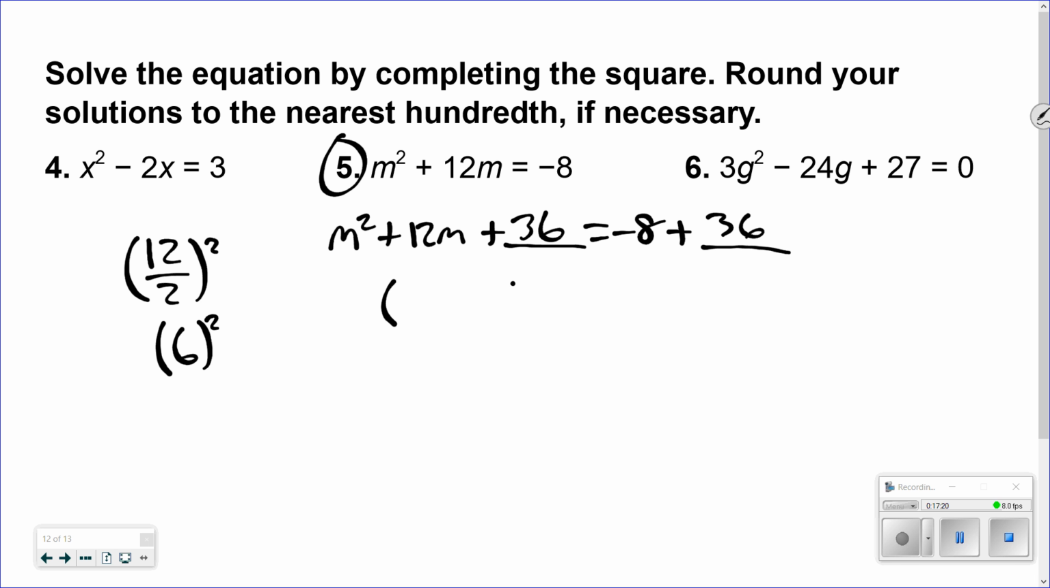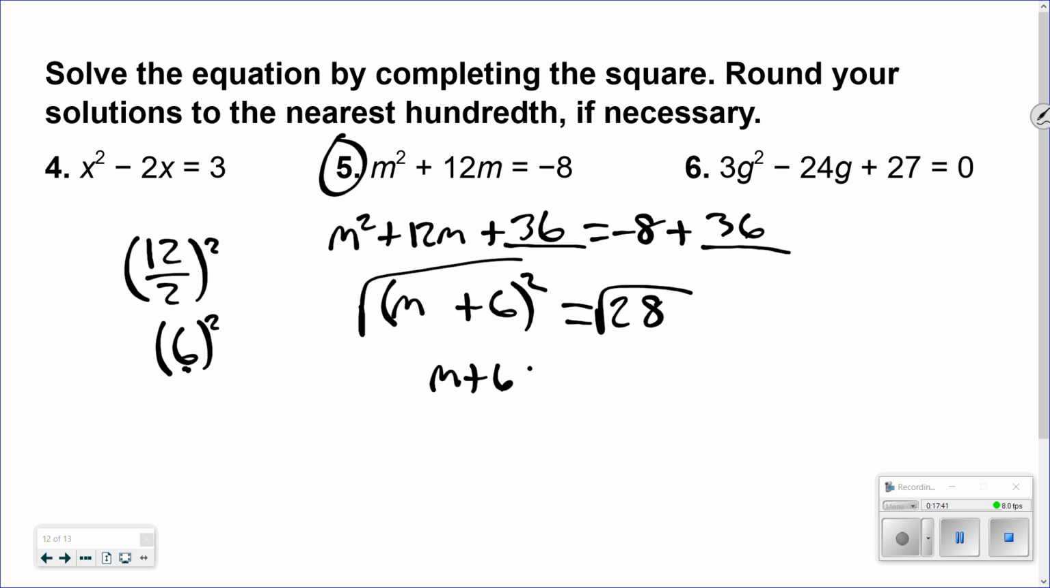Okay, now factor this. I know it's a perfect square, so it's easy to factor. What do you square to get 36, which is really just that number, positive 6. Add those together, 36 and a negative 8. I think it's going to come out to be 28. Okay, solve from there. Square root, m plus 6 equals plus or minus square root of 28. Move the 6 over. When I do that, it becomes a minus 6.